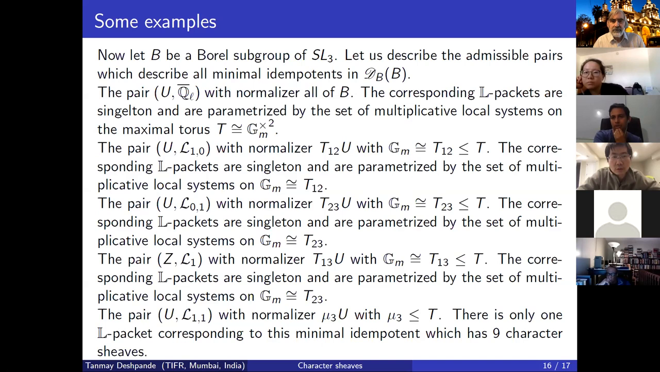I see. Okay. And another question is, for solvable groups, this transition matrix between Frobenius trace functions of character sheaves and irreducible characters, what's the nature of such matrices? Are they still related to non-abelian Fourier transform? Yes.